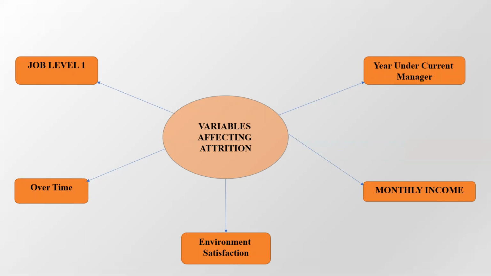Yeah. So finally, after drilling down into the various variables such as job level, age, and department, we found that the following variables are most likely to affect attrition: job level, specifically job level 1, overtime, environment satisfaction, monthly income, and years under current manager. So these are the variables we found that are affecting attrition the most. So yeah, thank you.